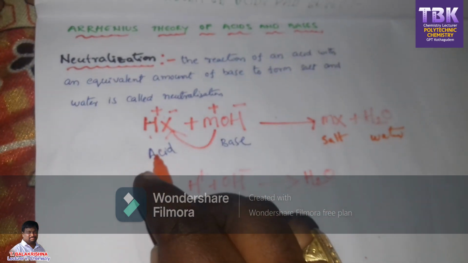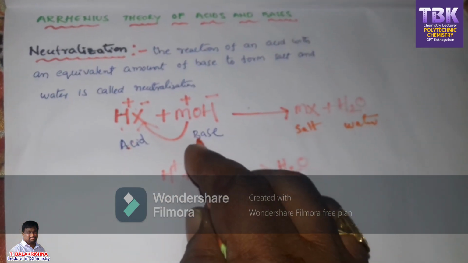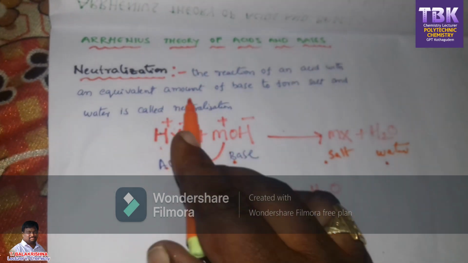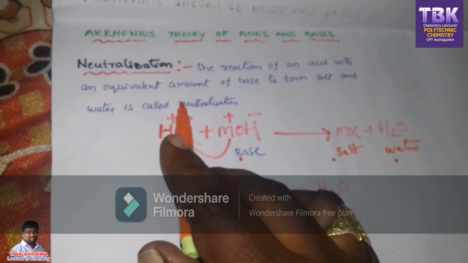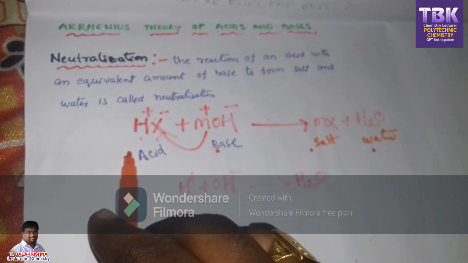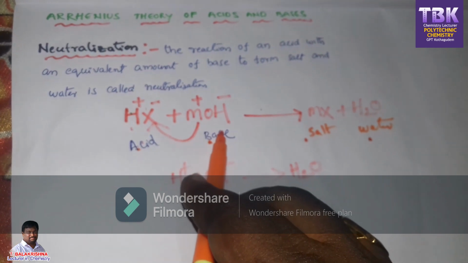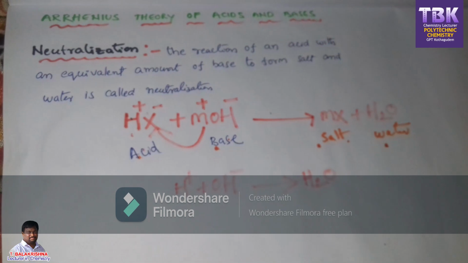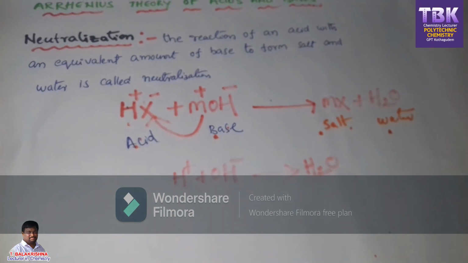If the acid reacts with base, it produces salt plus water. That reaction is called neutralization reaction. In which reaction the acid reacts with an equal amount of base, it produces salt plus water. Such a type of reaction is called neutralization reaction.